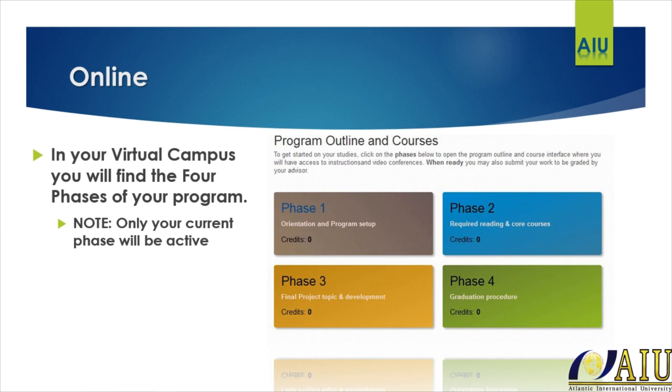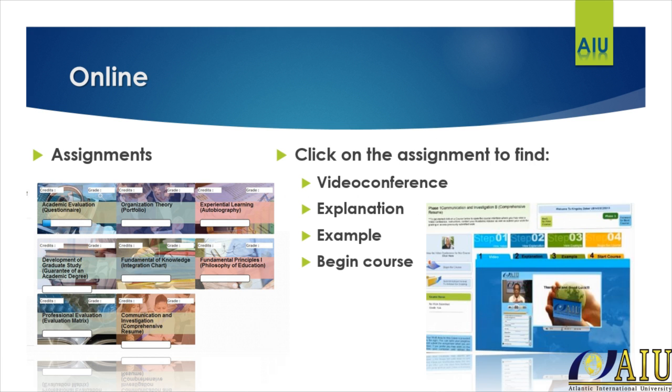Okay, so in order to start your assignments, you have two options. The first option is online. It means that all your work will be done through the platform. So in your virtual campus, you will find the 4 phases of your program. You see phase 1, phase 2, phase 3, and phase 4. It is important to know that only your current phase will be active. So in order to start your assignments online, you click on phase 1.